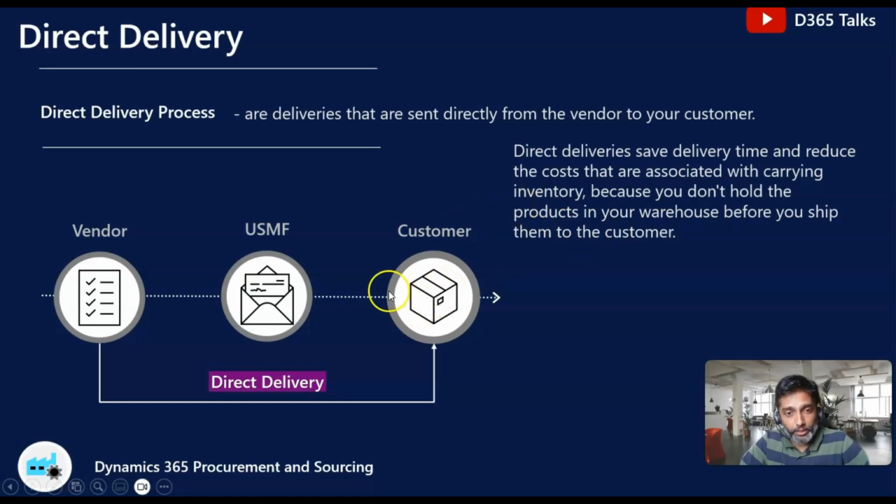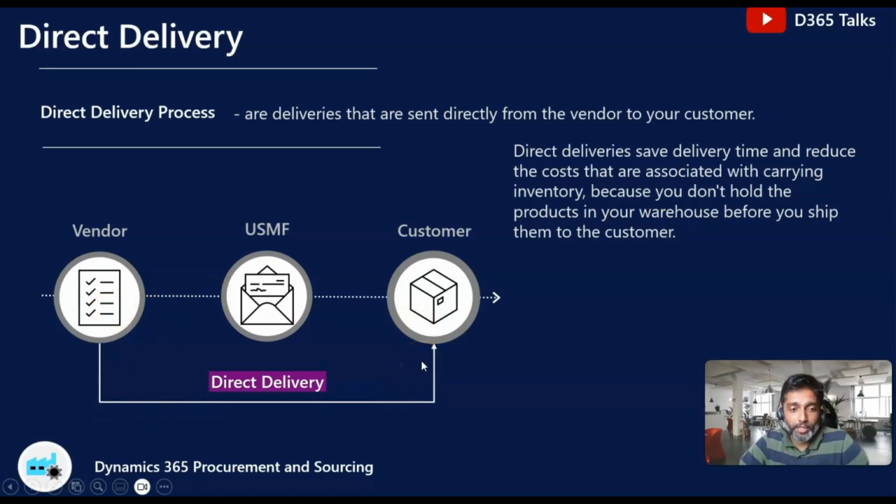So in those cases, they are also reducing the inventory carrying cost, because you don't hold the products in your warehouse before you ship them to the customer. You are actually not holding those materials in your warehouse. It gets shipped directly from your vendor to the customer. The only note we need to make is that in the case of these direct deliveries, the delivery address in the purchase orders will not be the USMF buying legal entity delivery address. Instead, when we create these direct delivery orders, the delivery address will be the address from the vendor to the customer.